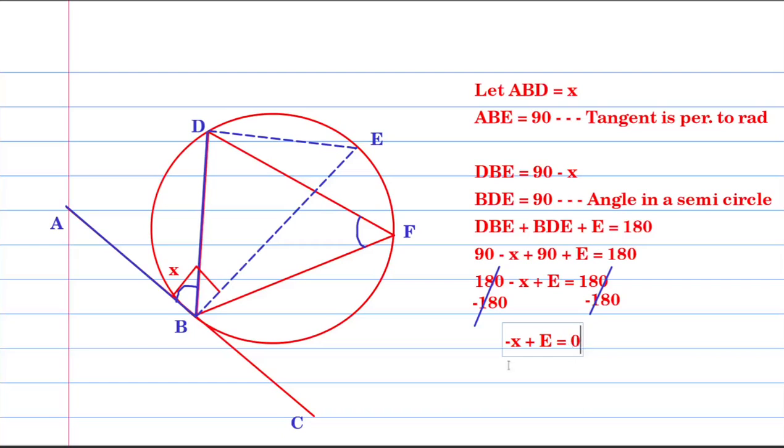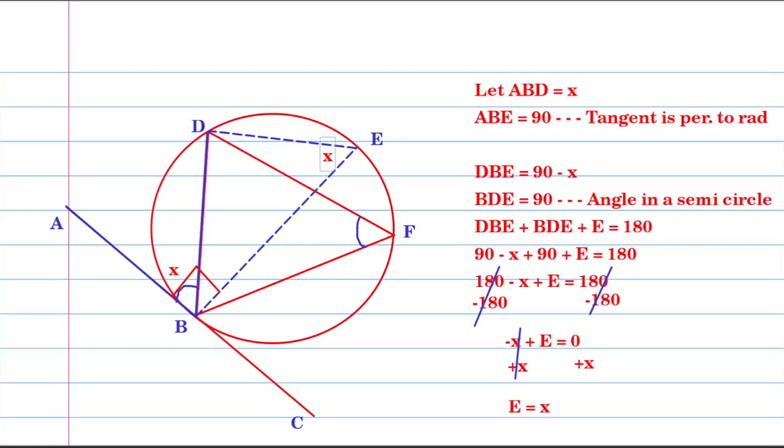Then let's add x on both sides, plus x, plus x. Then what does that do? On the left hand side, these are going to cancel out, and then you are left with E. So your angle E is equal to 0 plus x, which is x. So in other words, we are having an x here. We are having an x there, like that.